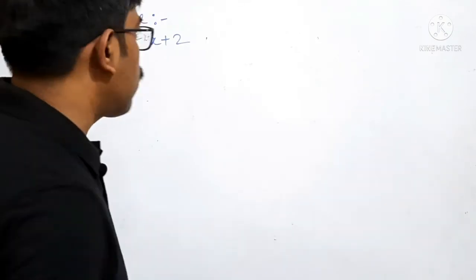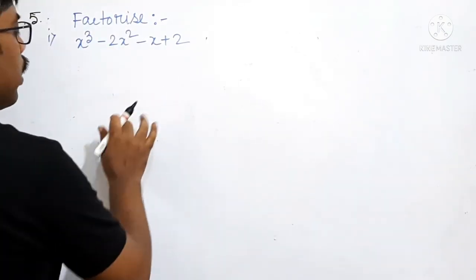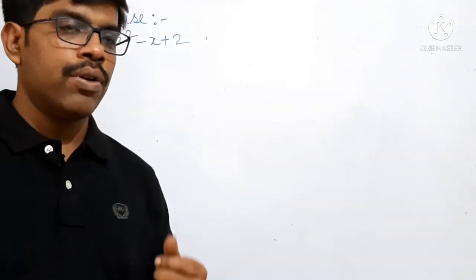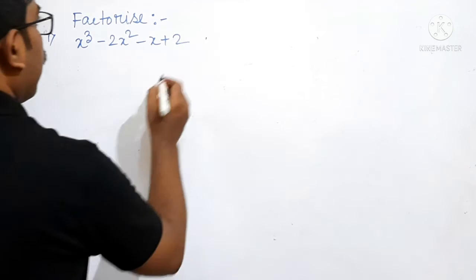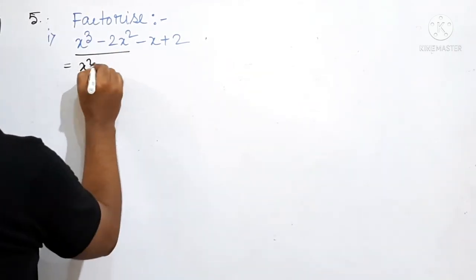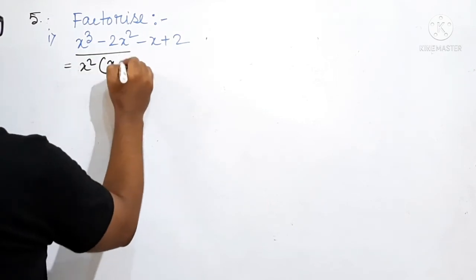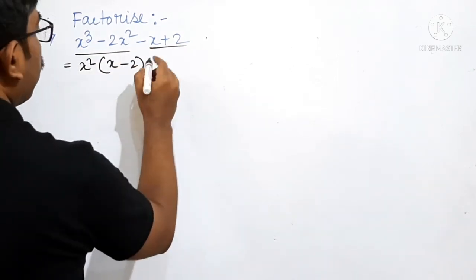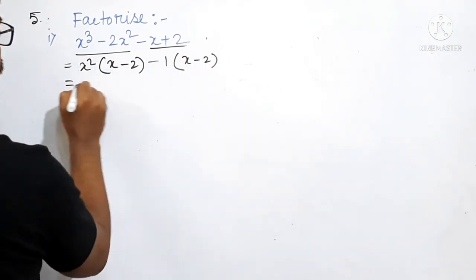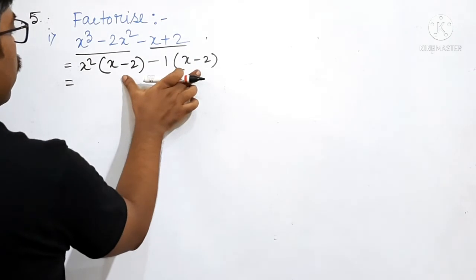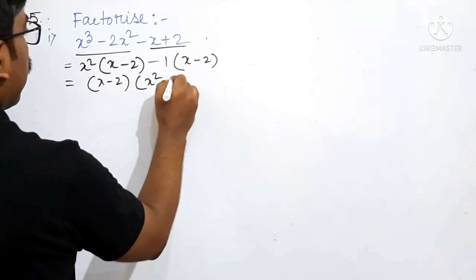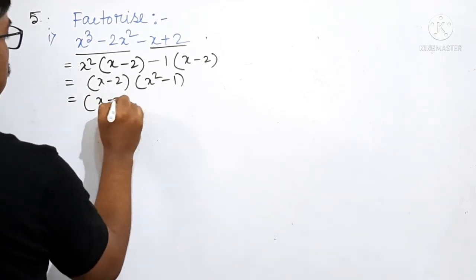Now we can solve this problem in a different way. Let's see the procedure. From the first two terms, x square will be common, so from here it will be x minus 2. And from the last two terms we get minus 1 as common, so it will be x minus 2. So x minus 2 is common in these two terms. Here it will be x square minus 1, x minus 2.